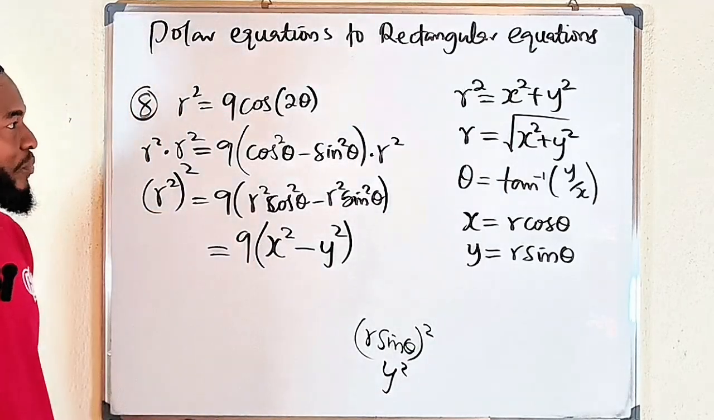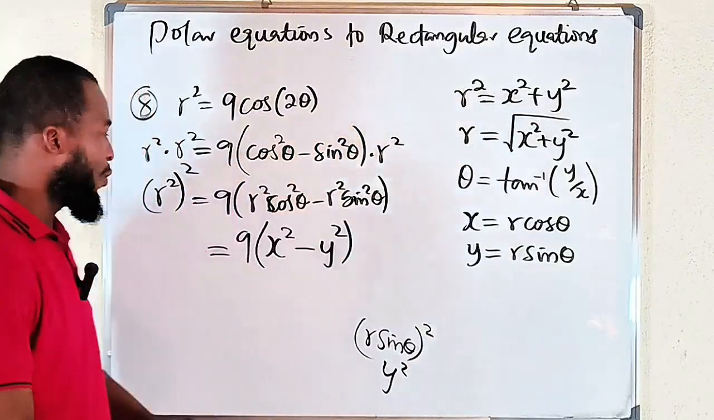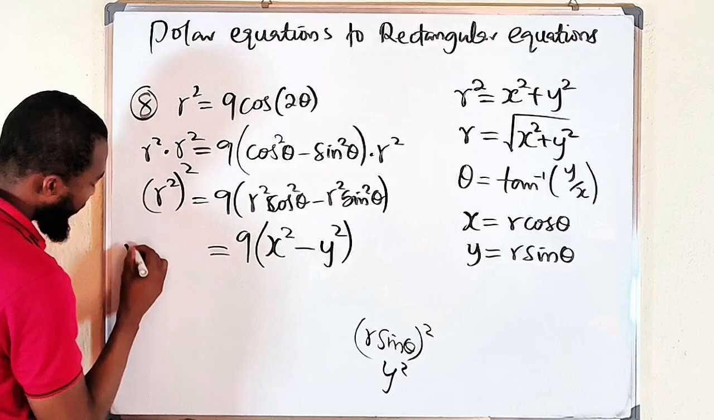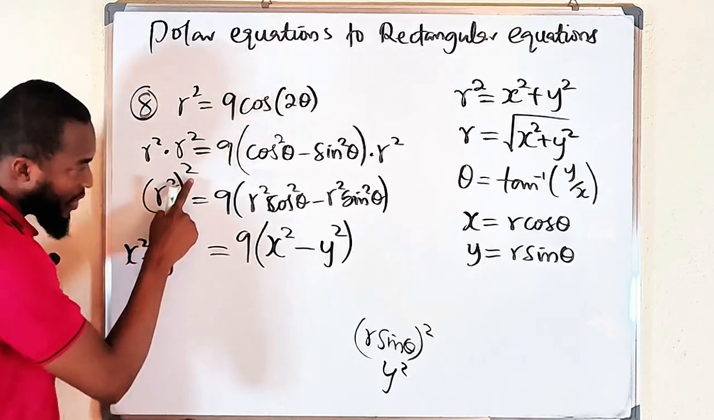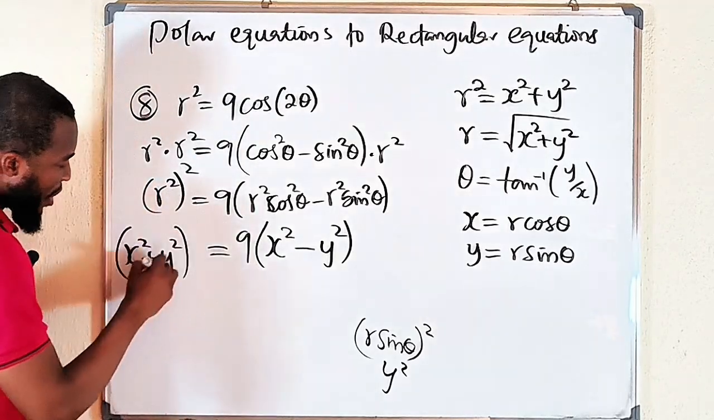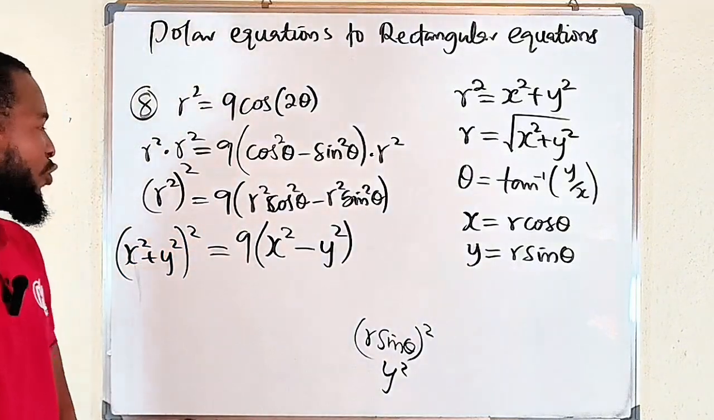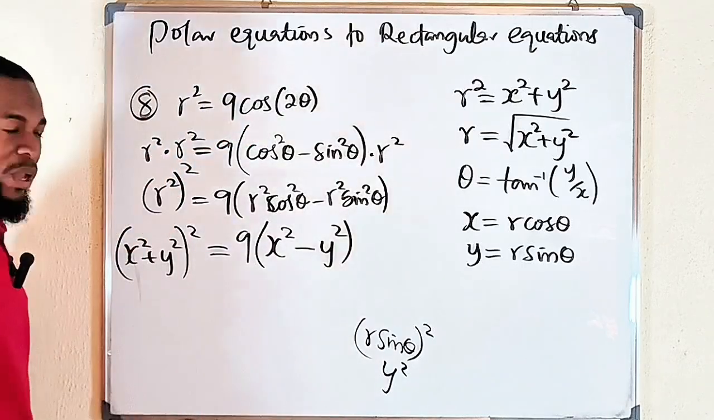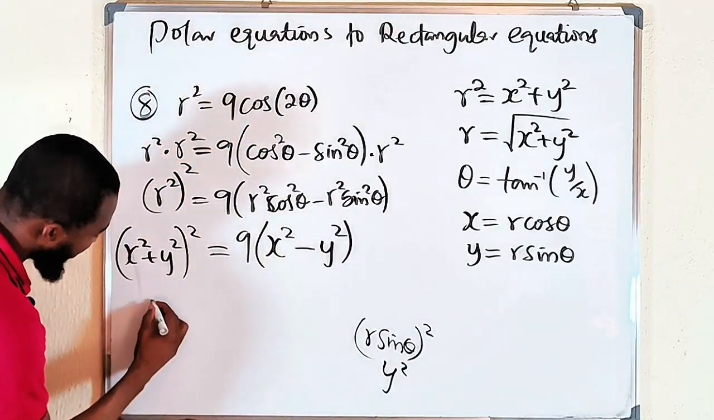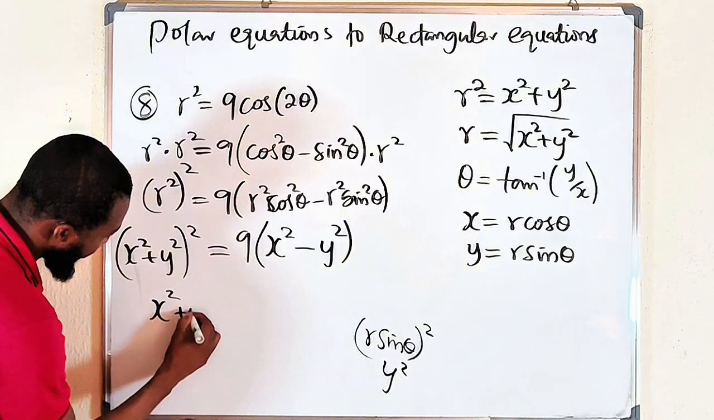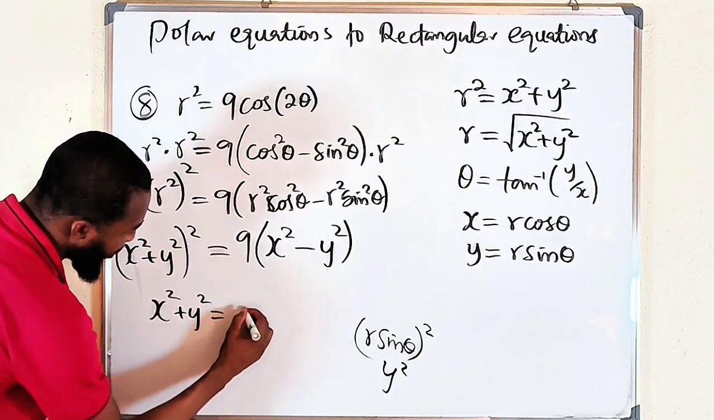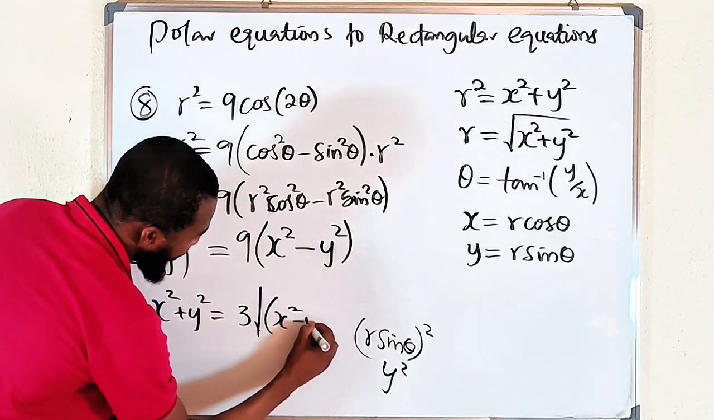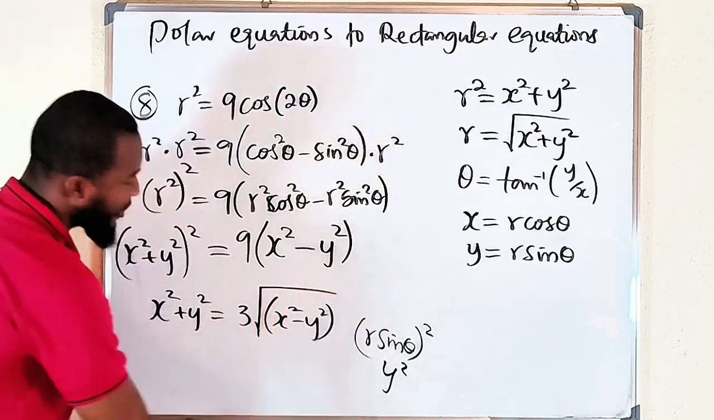But r squared is what? R squared is x squared plus y squared. So we have x squared plus y squared, but this has a power of 2. You raise it to the power of 2. And hence, this is said to be the rectangular equation of this polar equation. If you like, you can break it down a little bit by writing it as x squared plus y squared equal to 3 times the square root of what? X squared minus y squared. Something like this.